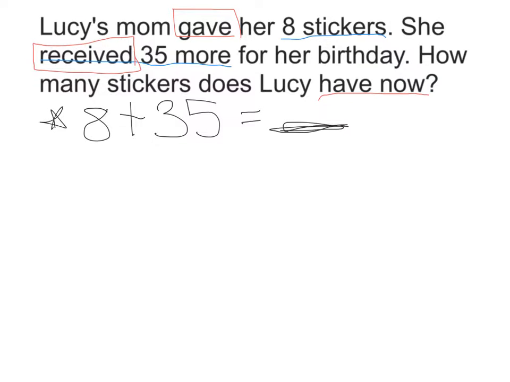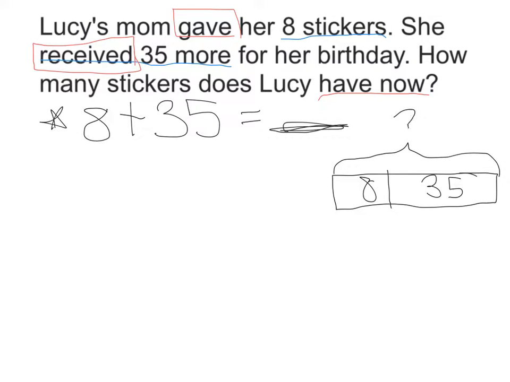Now that I've underlined the important words and numbers, and I have written a number sentence, this with a star next to it is a number sentence. It's how I traditionally see math problems. Now I can draw a model. Now there are multiple ways to answer this question. We've seen a few in class. This is a part whole, so I can draw a bar model where on one side I have 8 stickers and on the other side I have 35 stickers. And what I want to know is how many stickers is all of that.